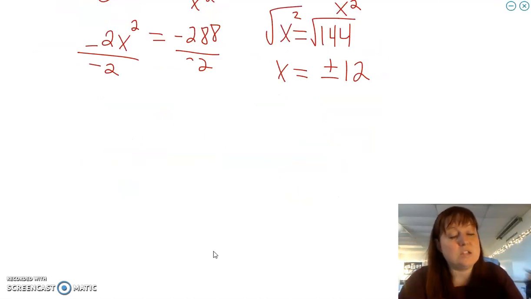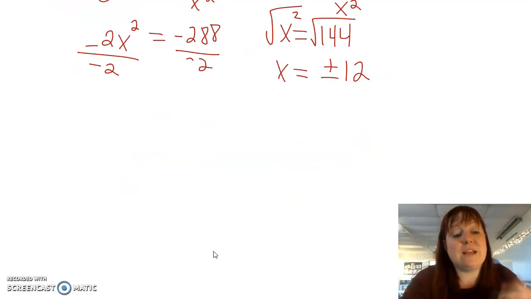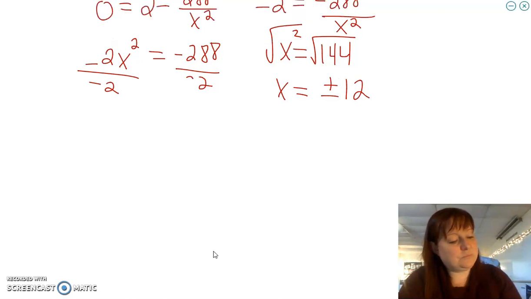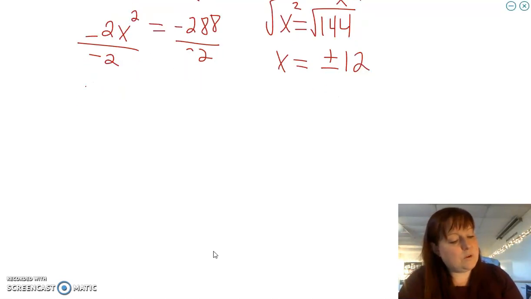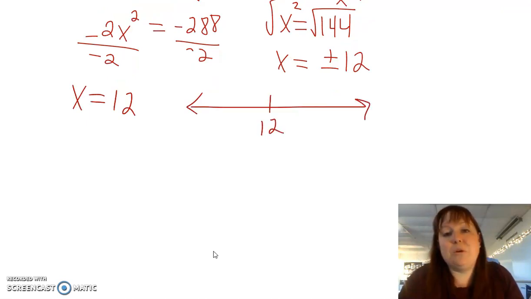But again, what are our constraints? Our constraints said that x has to be bigger than 0. It cannot be less than 0. Okay? So our negative 12 is just not even an option, right? Our only option is x equals 12, and then we just check. More often than not, if you get the number, it's probably going to be a min or a max. We should probably check. So let's check.